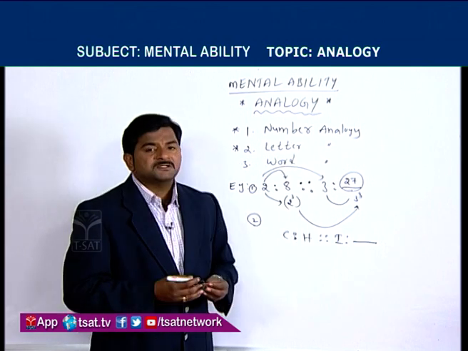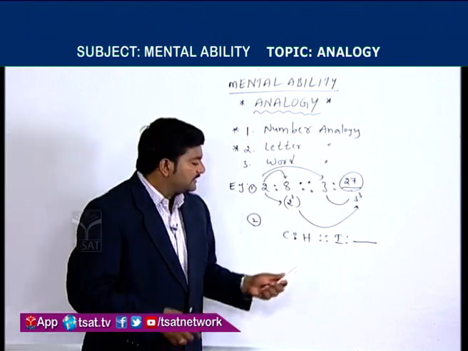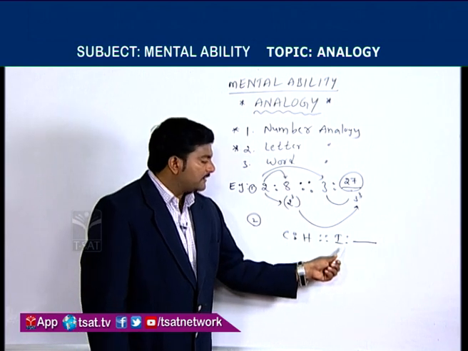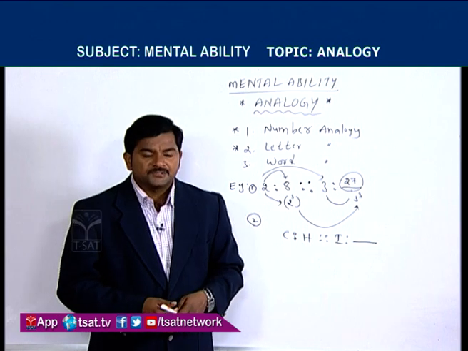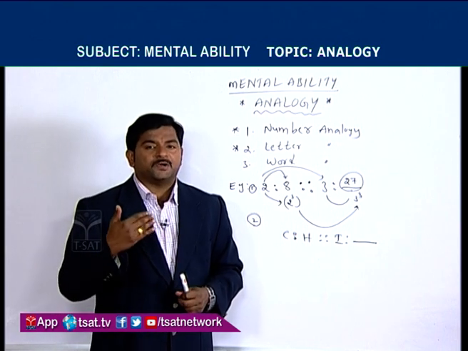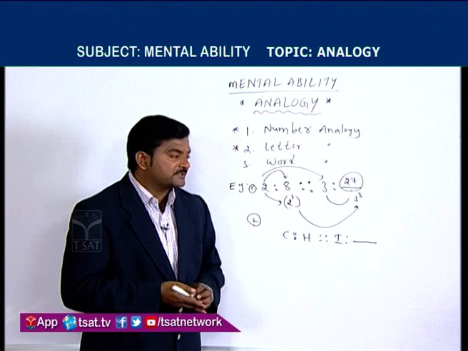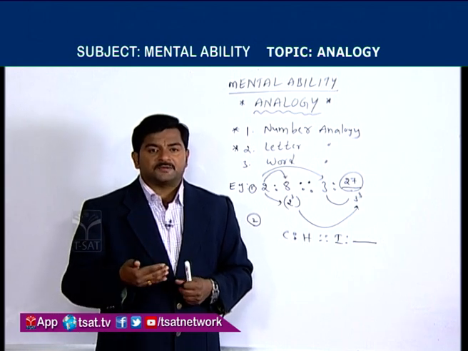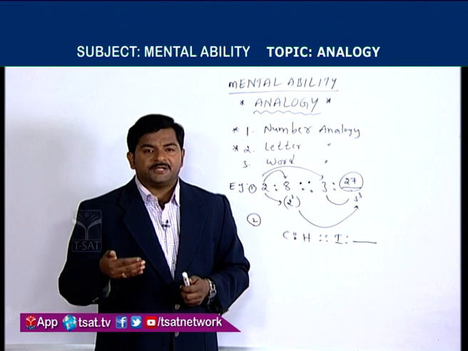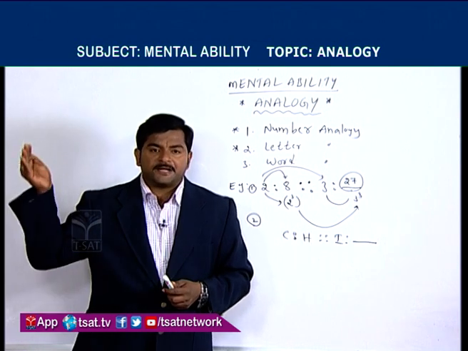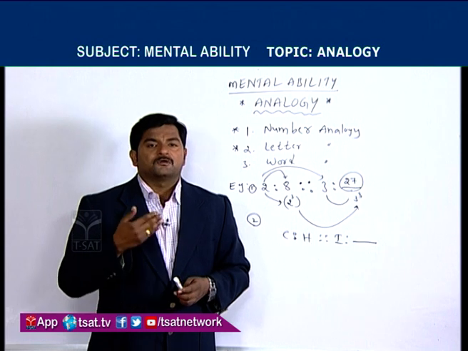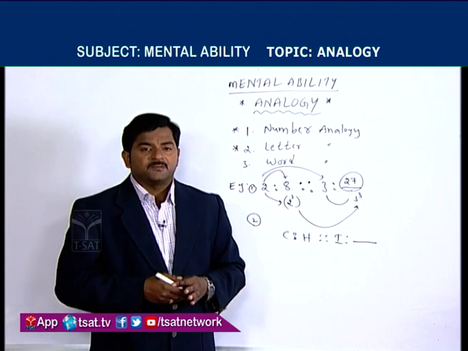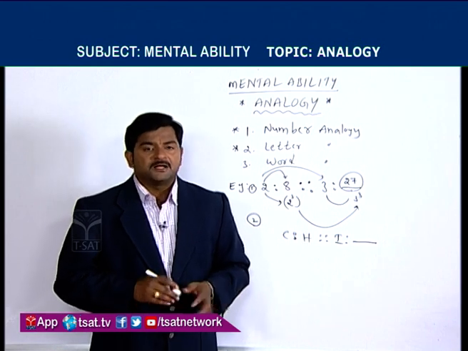Okay, now this is another example for letter series. C is to H as I is to dash. We have seen letter series, coding, decoding and all in the topics. What we can say, assigning numbers to the alphabets. A means 1, B means 2, C means 3, D means 4 and so on. X means 24, Y means 25, Z means 26. You know all these numbers because previously we have seen many chapters regarding this concept.